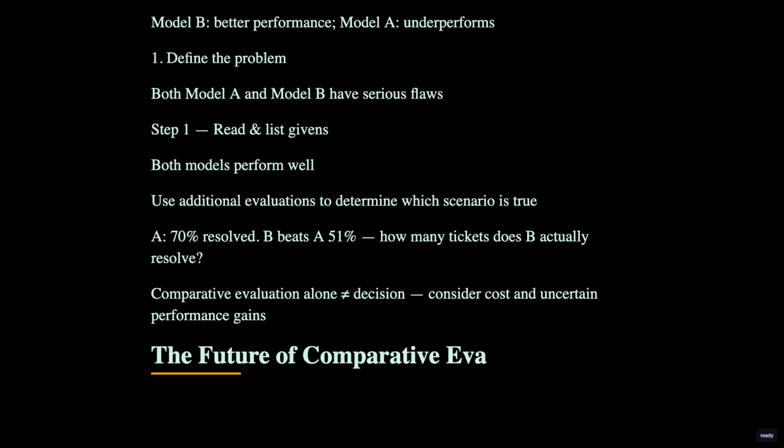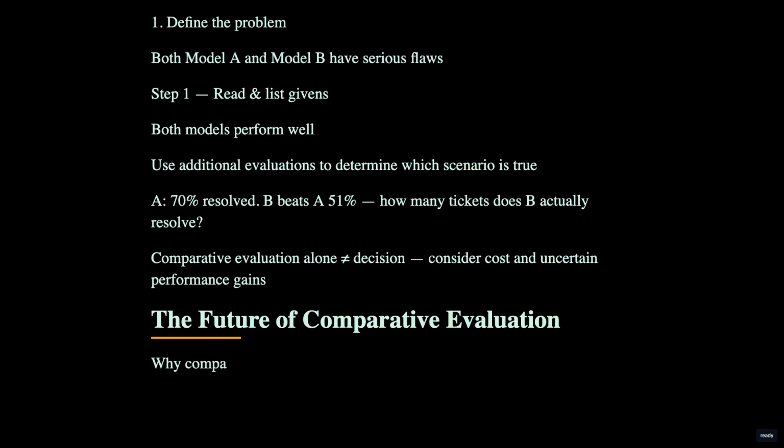In this section, we'll look ahead at where comparative evaluation is headed and why it matters. We'll highlight emerging challenges, methodological advances, and directions that keep evaluations relevant as systems and data evolve. As models improve beyond the abilities of individual annotators, asking humans to assign absolute scores can become unreliable or impossible.